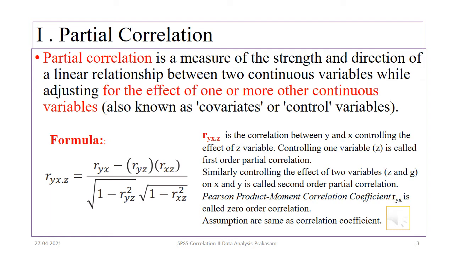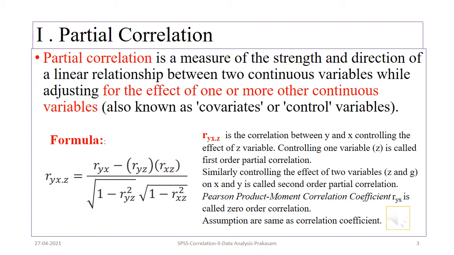Partial correlation is a measure of strength and direction of a linear relation between two continuous variables while adjusting for the effect of one or more other continuous variables. This is most important. It is a relation between two variables by adjusting for the effect of a third variable on the other two, also known as covariates or control variables.